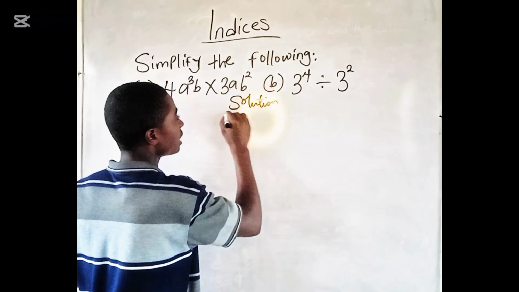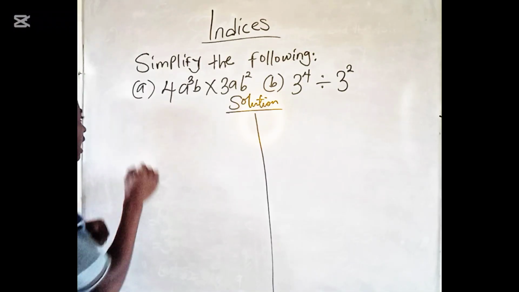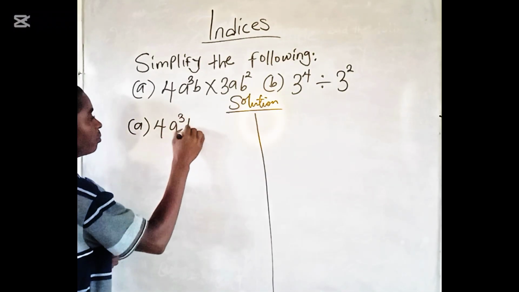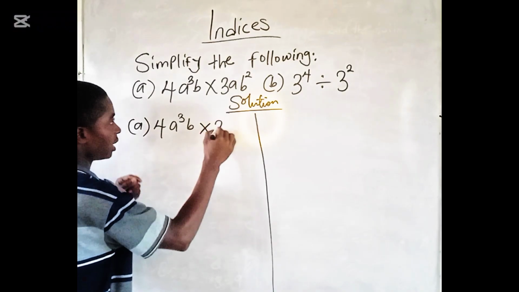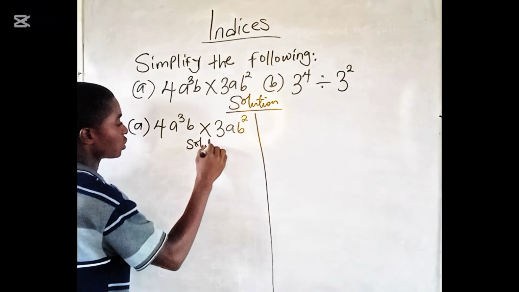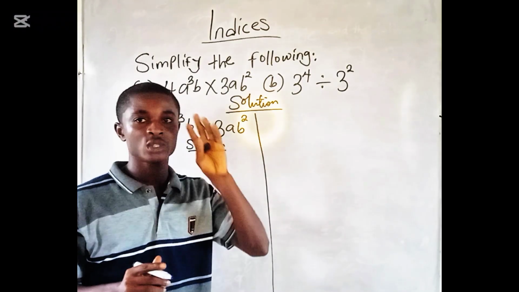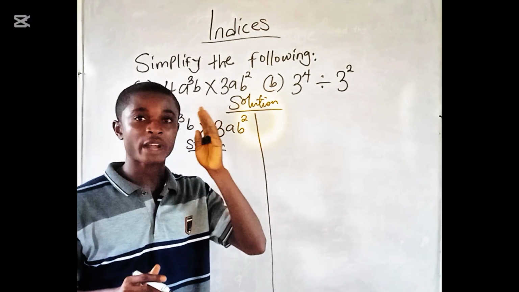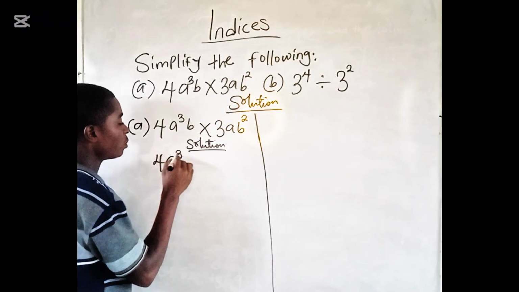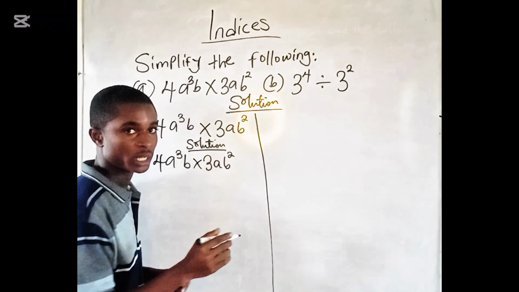And for clarity's sake, I'll divide the board. Now what I have here for the first one is 4a cubed b times 3ab squared. Now this is how to solve this. We are going to use the laws of indices to solve this so that it will be very accurate for us. Now we have 4a cubed b times 3ab squared.